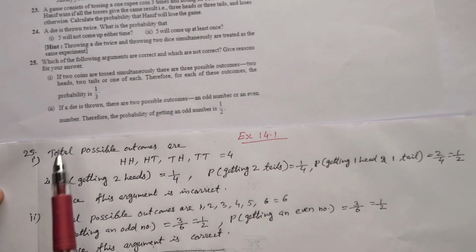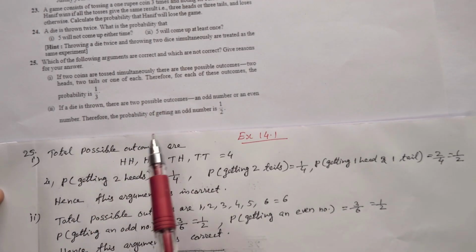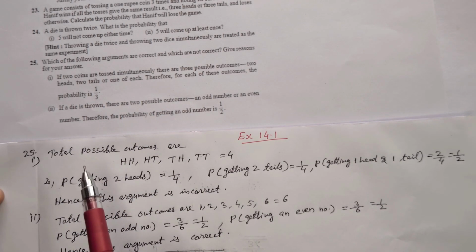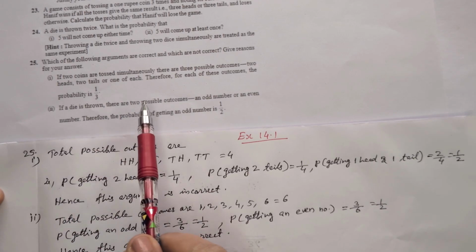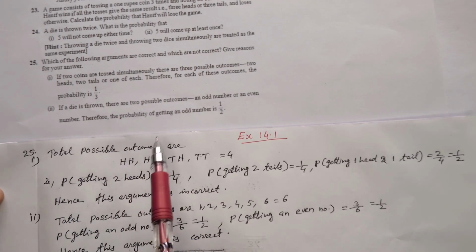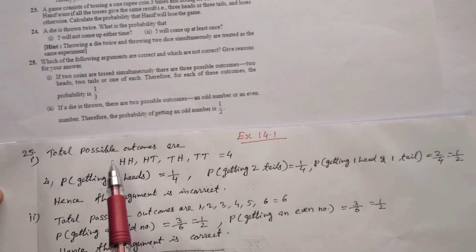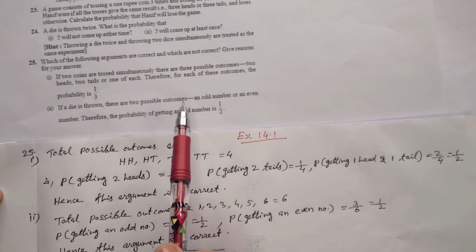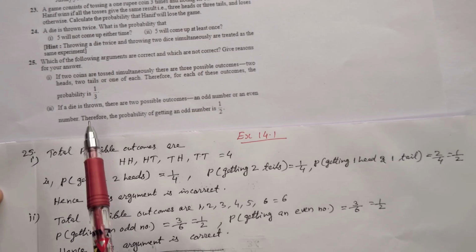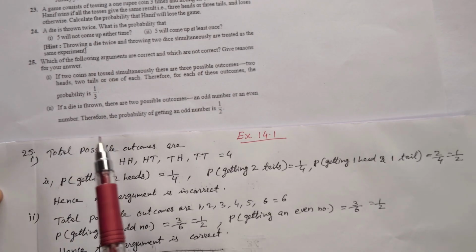Question number 25. Which of the following arguments are correct and which are not correct? Give reasons for your answer. First one. If 2 coins are tossed simultaneously, there are 3 possible outcomes: 2 heads, 2 tails, or 1 of each. Therefore, for each of these outcomes, the probability is 1 by 3.